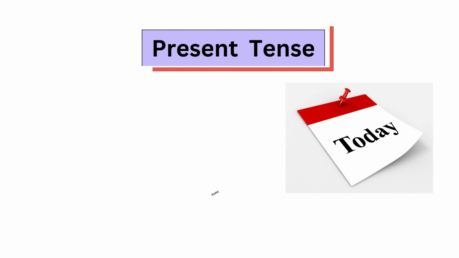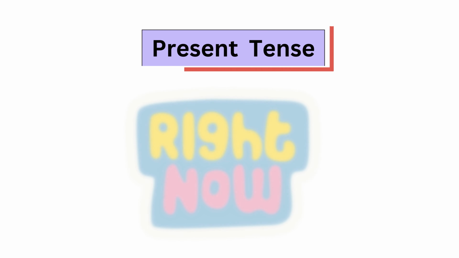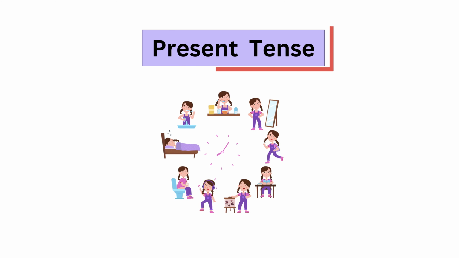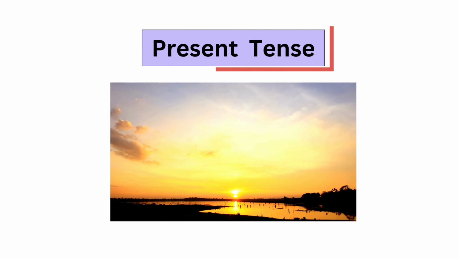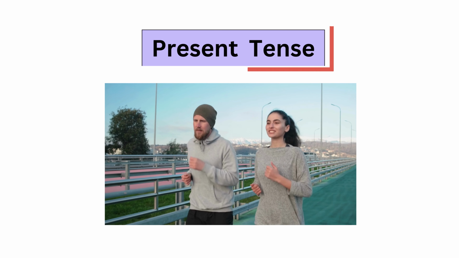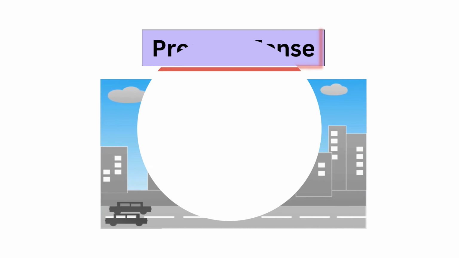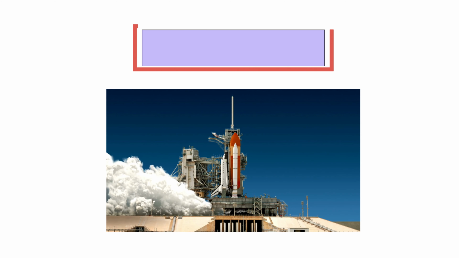Now that we've covered the past, let's shift our focus to the present tense. This tense helps us talk about actions happening right now, routines, or even facts that are always true, whether you're describing what you do daily or stating universal truths. Now that we've covered the present tense, let's move on to the future tense.